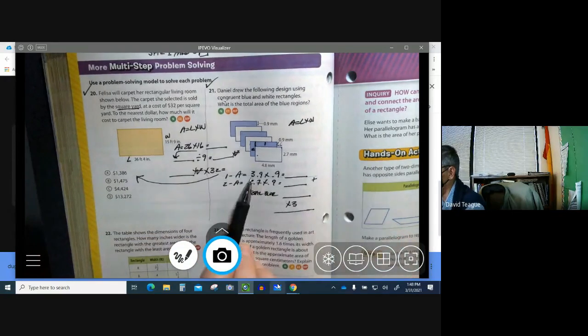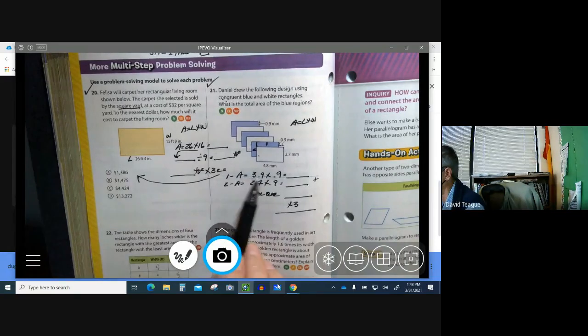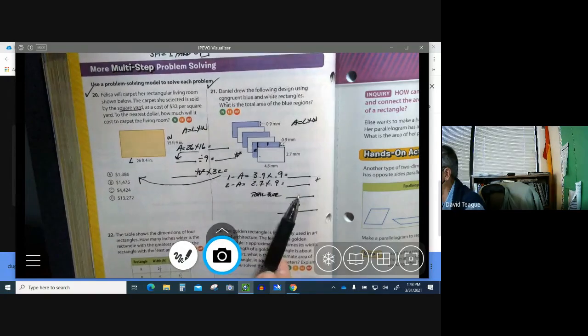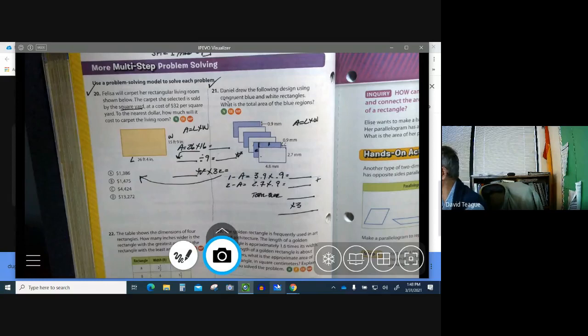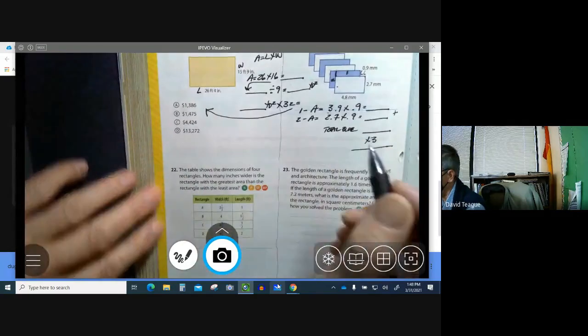Okay? And if you want to use your Chromebook, you're more than welcome to do that. So you'll multiply 3.9 times 0.9, 2.7 times 0.9. You're going to add the two together, multiply by 3, and that should give you your answer for 21. Okay? Okay, 22.